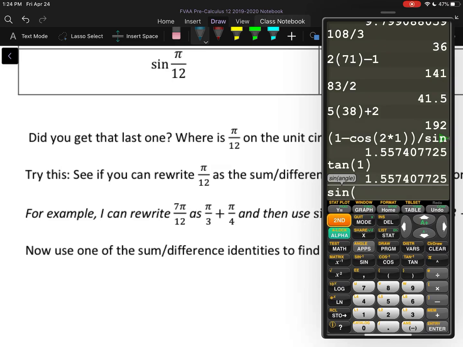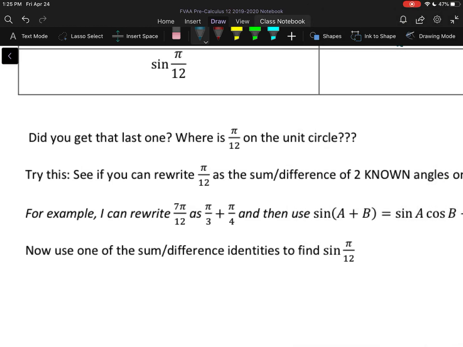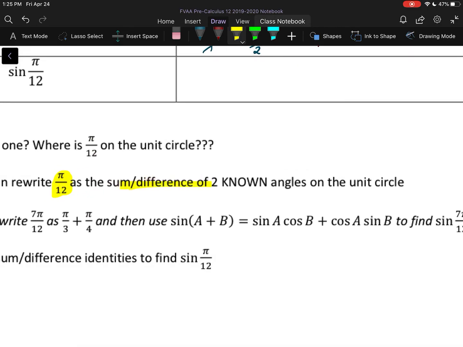So here, pi divided by 12. Oh, the answer is 0.258, blah, blah, blah, right? But here, we want exact value answers. So we're actually going to utilize one of our sum identities to solve this. I don't know what sine pi over 12 is. However, let's see if we can rewrite pi over 12 into the sum or difference of two known angles on the unit circle.